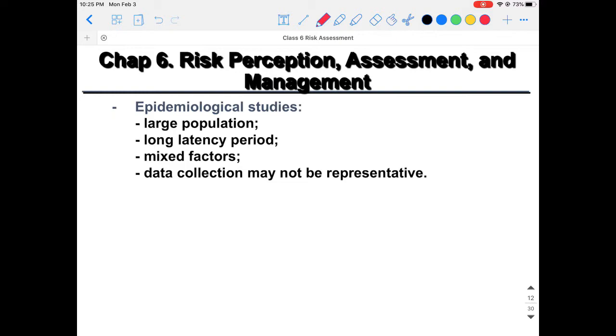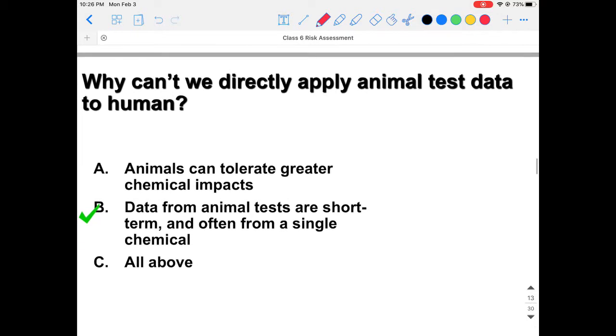And for the risk assessment, people also conduct epidemiological studies. So for these studies, it typically involves a large population. Also, it includes a long latency period. We also try to consider the mixed factors. But one thing we should notice is that the epidemiological studies, typically for these data collection, may not be representative because for these very long periods of assessments, there's no way we can include so many samples because there's limited time and effort from these experimentalists, right?